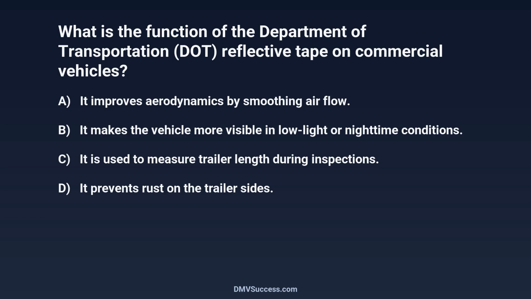What is the function of the Department of Transportation, DOT, reflective tape on commercial vehicles? A. It improves aerodynamics by smoothing airflow. B. It makes the vehicle more visible in low light or nighttime conditions. C. It is used to measure trailer length during inspections. D. It prevents rust on the trailer sides.